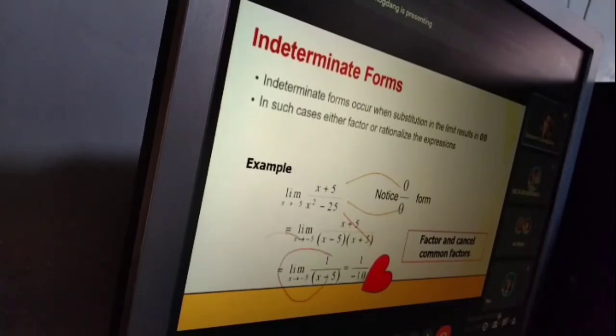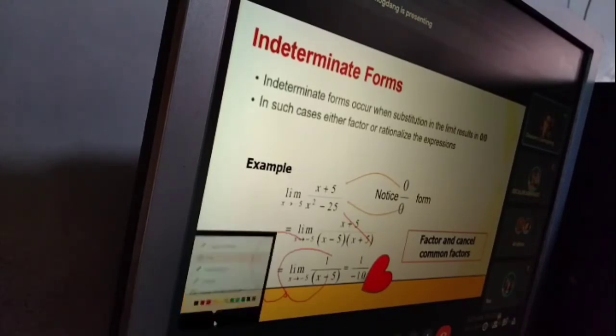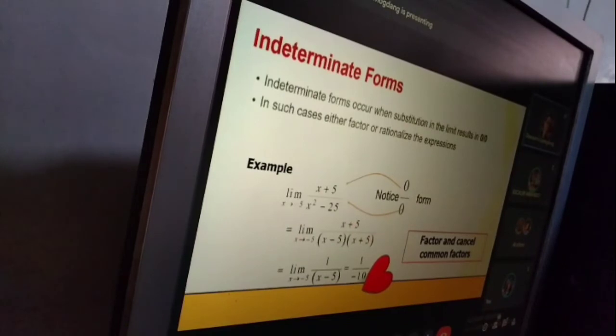Again, hindi nawawala yung notation ng limits hangga't hindi siya simplified form. Pwede na nating palitan ngayon si x ng negative 5. Negative 5 minus 5 is negative 10. So 1 over negative 10. Naintindihan? May tanong?